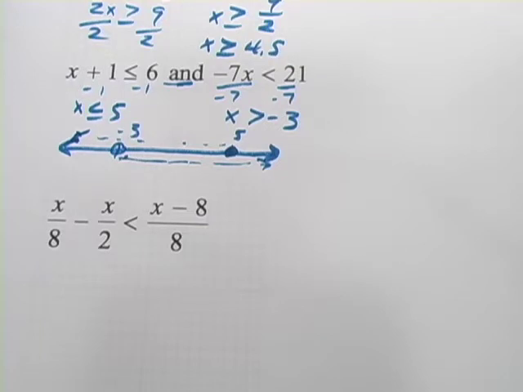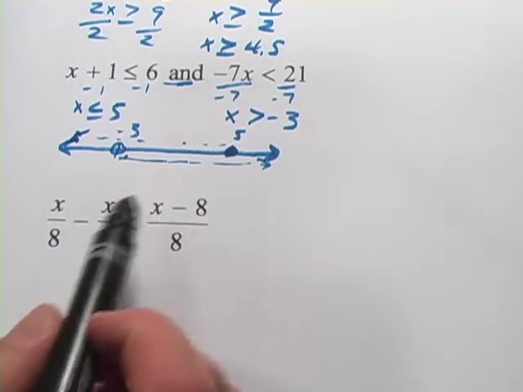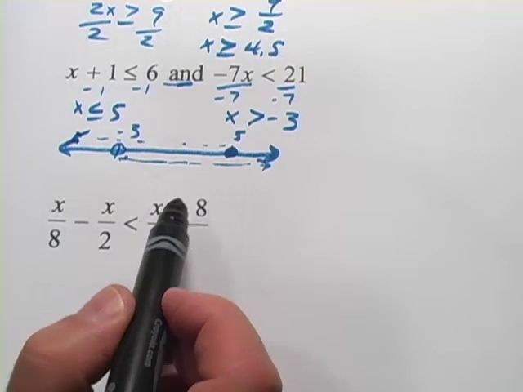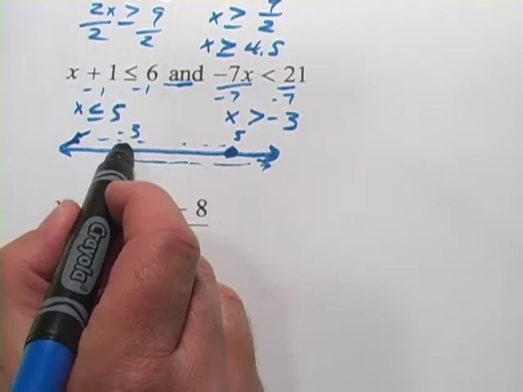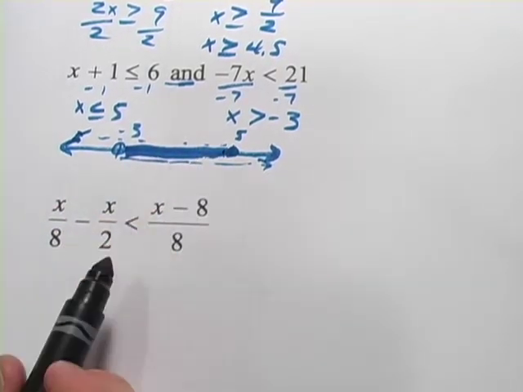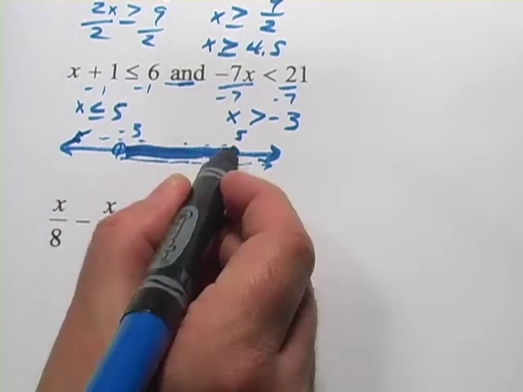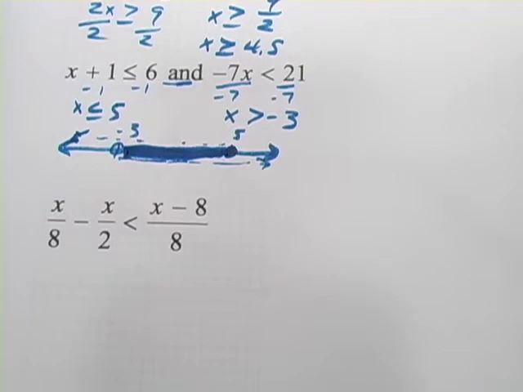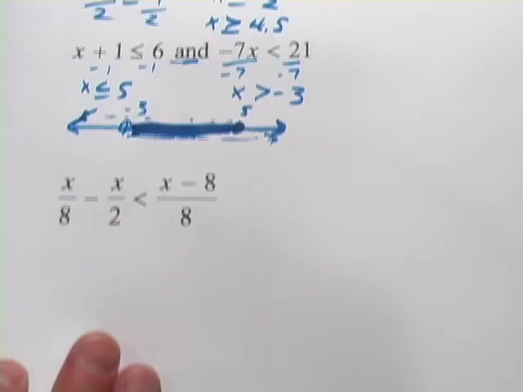But this is an AND problem, so we only want to really graph the area where these two things overlap, where they're both true. And where they're both true is right along that area. So this solid filled in dot here, shaded area in between, and an open dot here is how you would graph this one. Okay, one more.